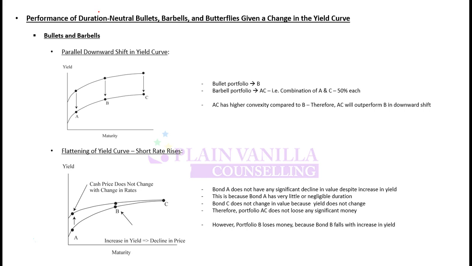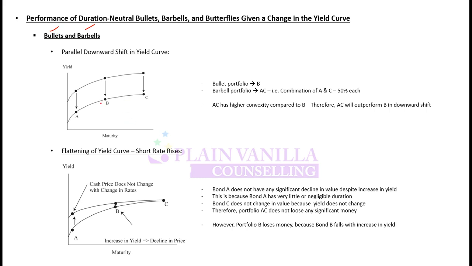Moving further, performance of duration neutral bullets, barbells and butterflies given a change in the yield curve. So now whatever we have been discussing will become further clear and will be applied in this section. In this section, we have two types of portfolios, bullet and barbell. And now we are analyzing which portfolio would be better in which scenario, or how these portfolios react to different scenarios. So how do we do that?